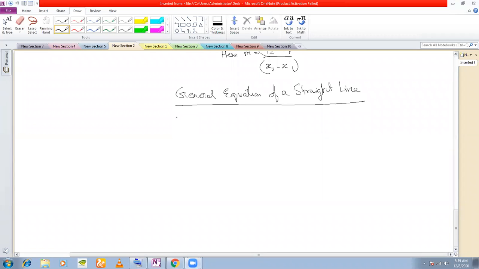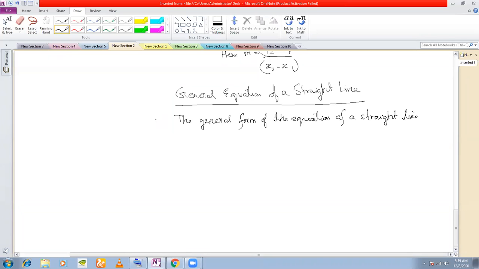The general form of the equation of a straight line is ax plus by plus c is equal to 0. This is called the general form. Whenever a straight line is given in this form, we say it is given in the general form.